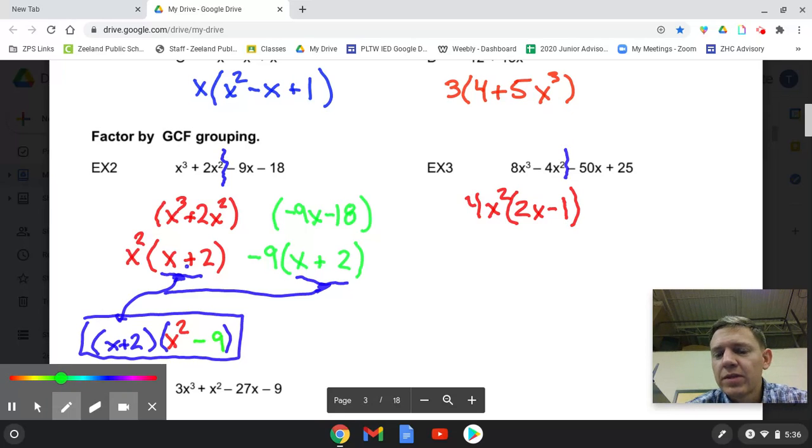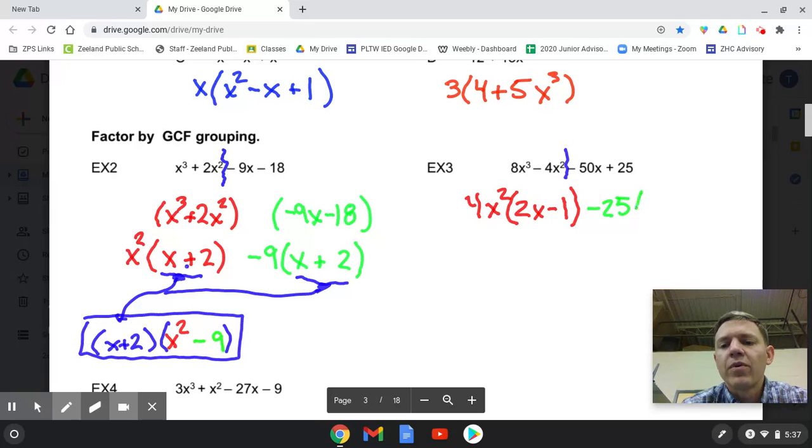Well, I'm going to pull the negative out. I know they both don't have it, but because it's on the first term, I think it'll make the rest of the problem easier. So I'll say they both have a negative 25 in there. I'm going to pull a negative 25 out. If I pull a negative 25 out of negative 50, I'm left with just a 2. And then the x is still there because I didn't pull an x out. Then if I pull a negative 25 out of 25, I'm left with a minus 1. Okay.